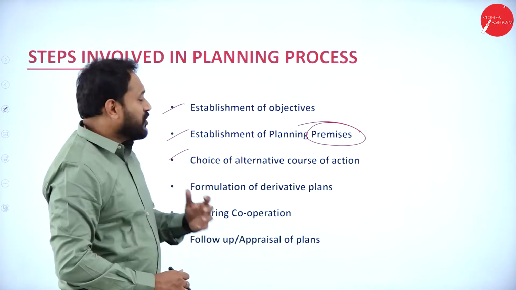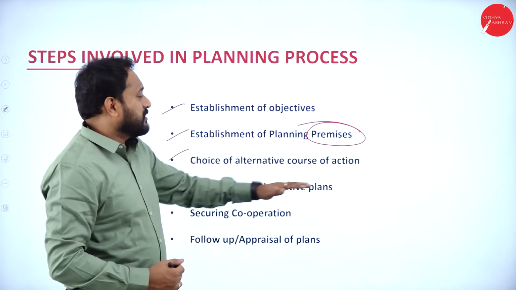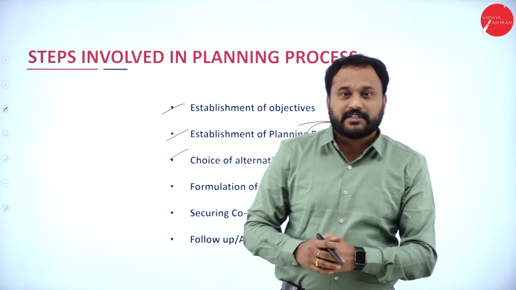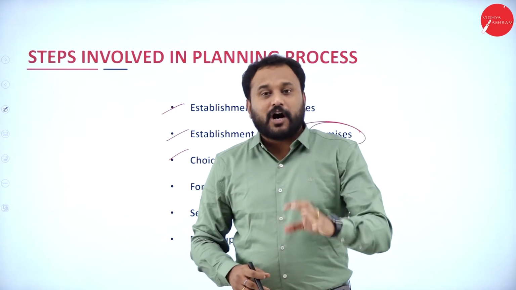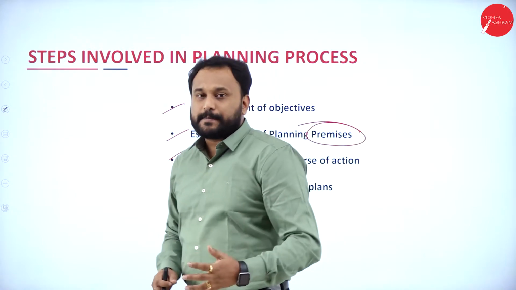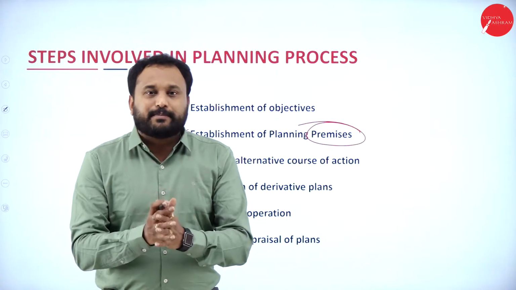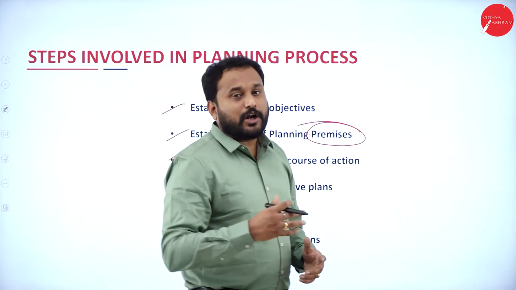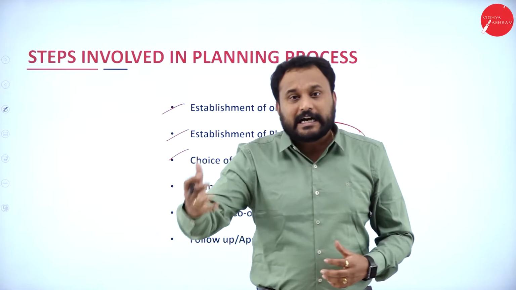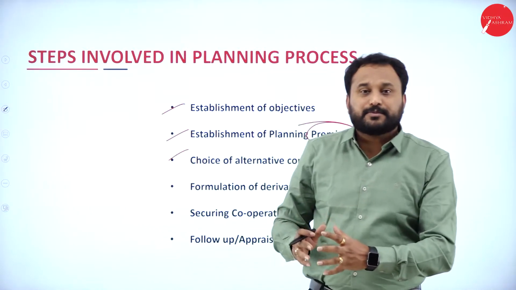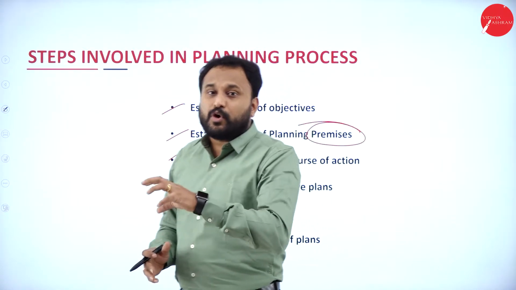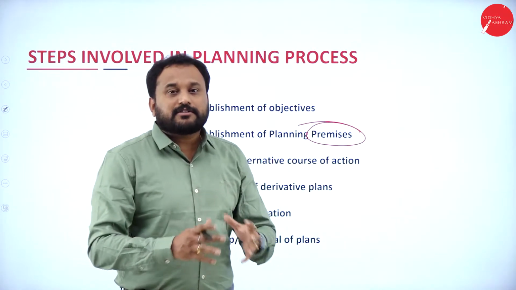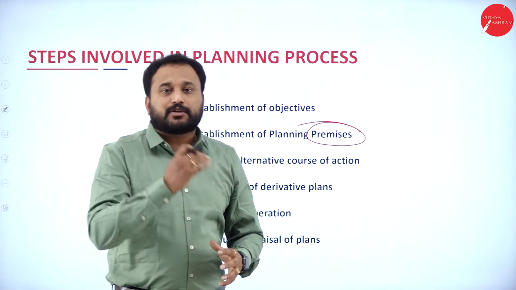The next one is choice of alternative course of action. Now, what is this choice of alternative course of action? You need to understand what alternative course of action means. You are not supposed to stick with only one type of plan. The reason is, you should always go with what is to be done in a beautiful manner. That means you should always go with finding more alternative courses of action. So what is the advantage of it? The advantage is very, very simple. You will get the best course of action.